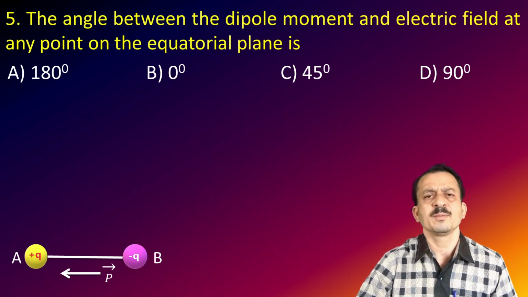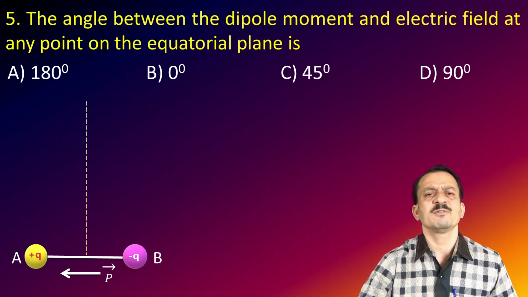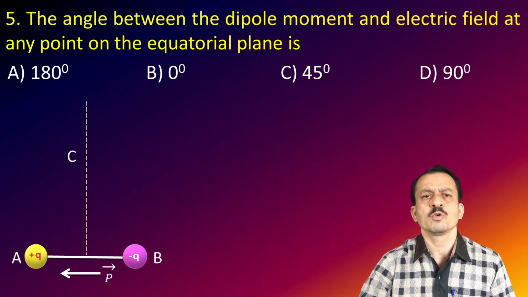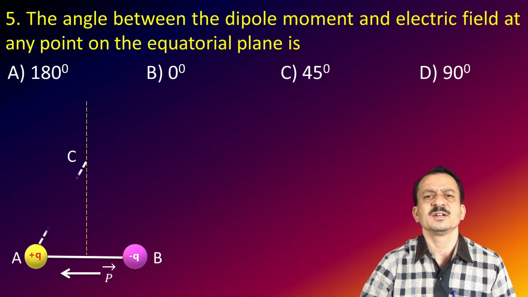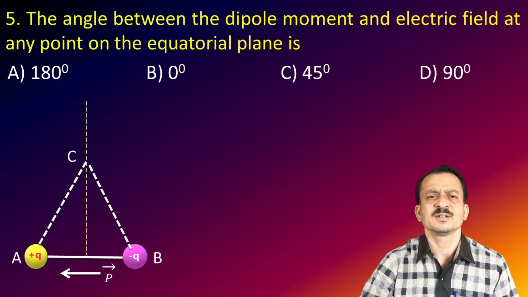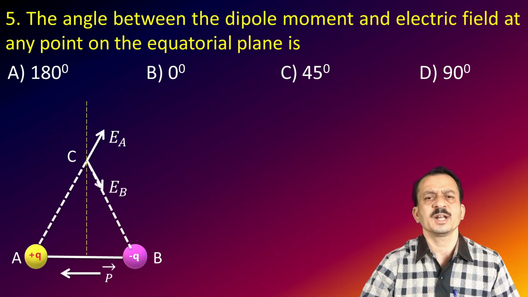Now we have to consider any point on the equatorial line. What is an equatorial line? The plane which is perpendicular to the dipole axis and passing through the midpoint. That line represents the equatorial line. If you consider any point C on the equatorial line, and work out the direction of the electric field as shown in that diagram: due to the positive charge at C, the electric field is along the direction away from A as shown in the diagram. Due to the negative charge, the electric field is along CB as shown in the diagram.